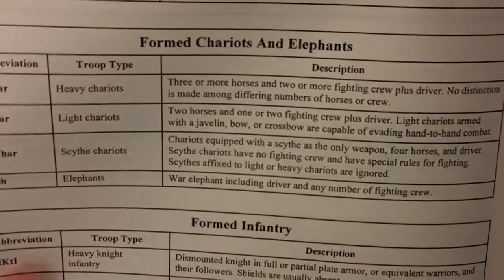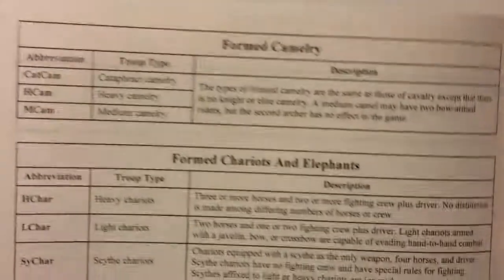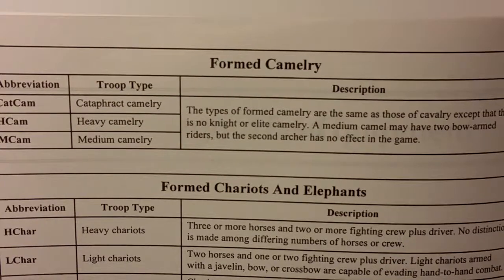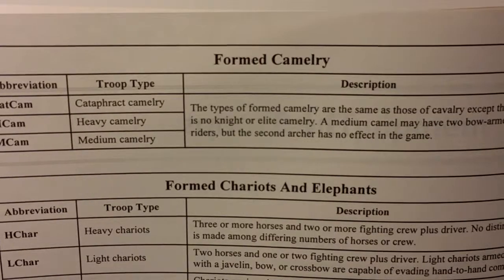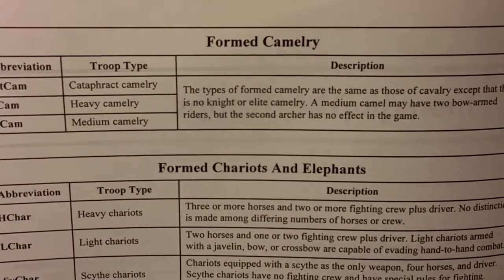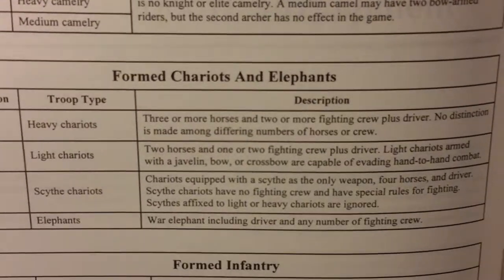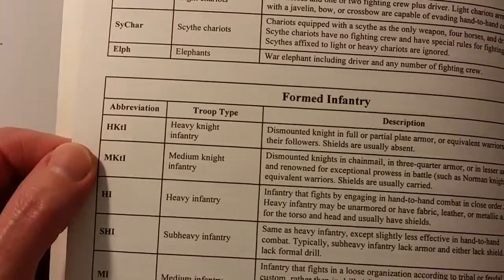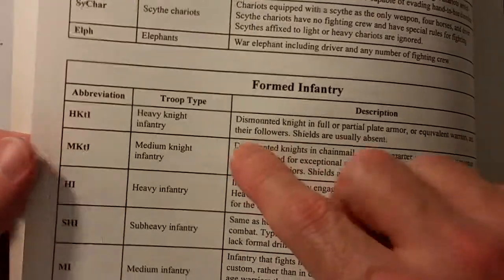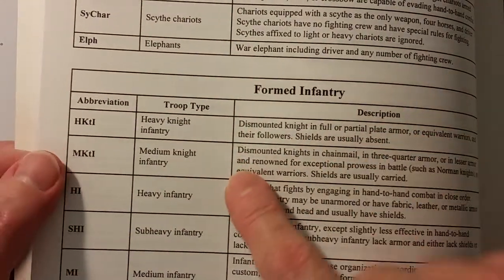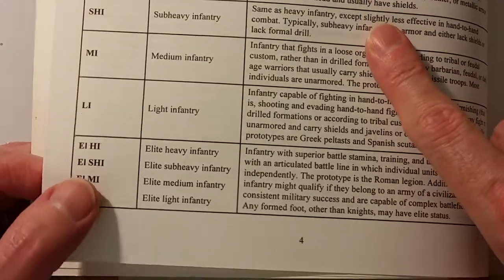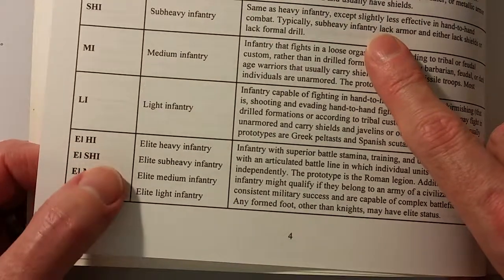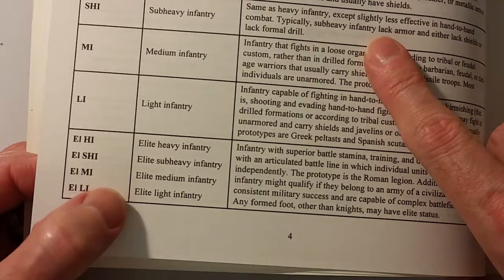Okay. Formed cavalry, or formed camelry. Cataphract camelry. Okay. Heavy camelry, medium camelry. Okay. A little more detail than, I guess, typical. Formed chariots and elephants. Formed infantry. Wow. Okay, just in formed infantry, we've got heavy knight infantry, medium knight infantry, heavy infantry, sub-heavy infantry, okay. Medium infantry, light infantry, elite heavy, and then elite heavy infantry, elite sub-heavy infantry, elite medium infantry, elite light infantry.